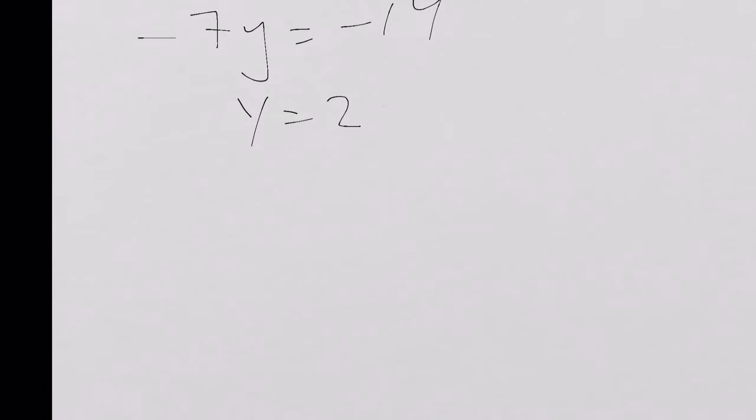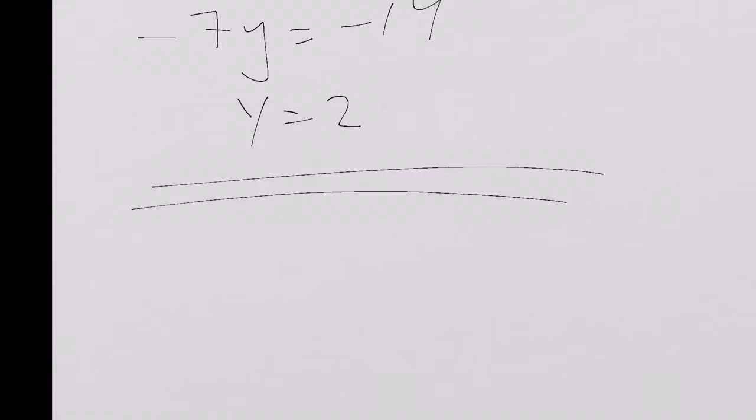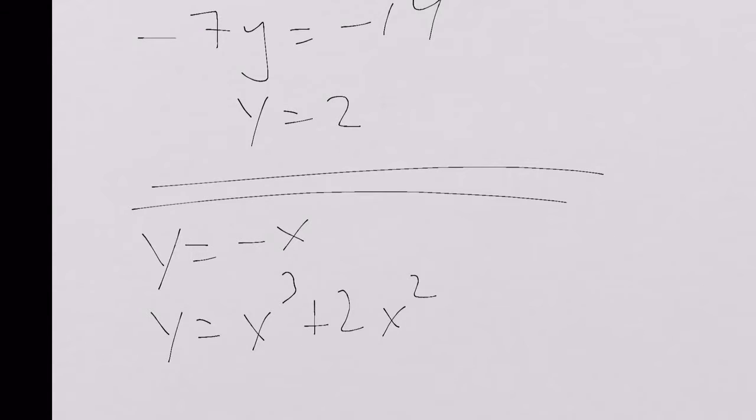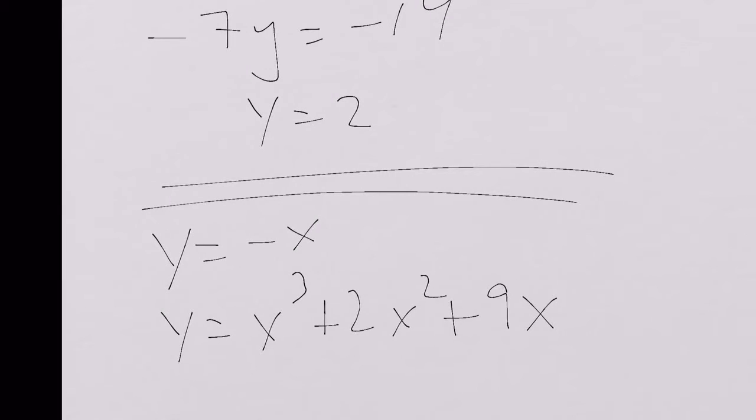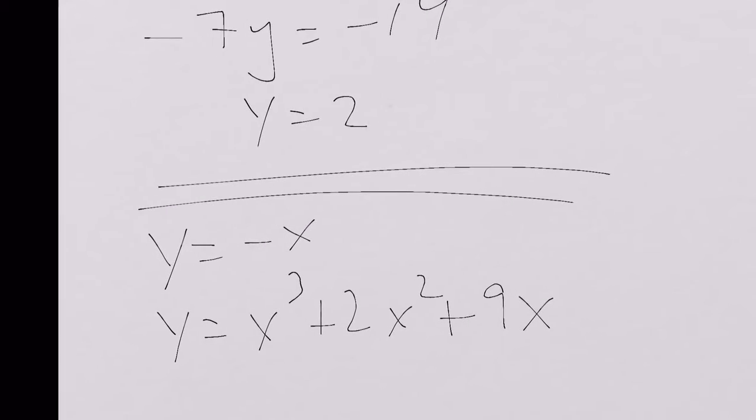There was another problem on WebAssign that looked fun. It was number 4 on mine. So y equals negative x and y equals x cubed plus 2x squared plus 9x. And if you're looking at this problem, the substitution becomes, instead of writing y, why don't I substitute what y is?